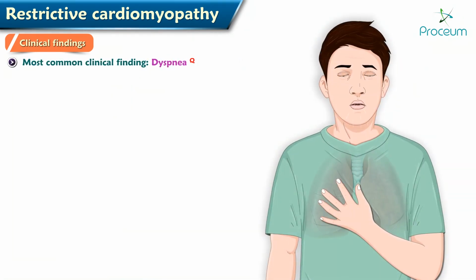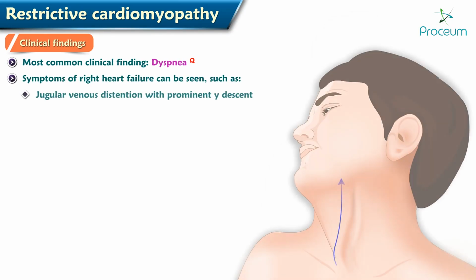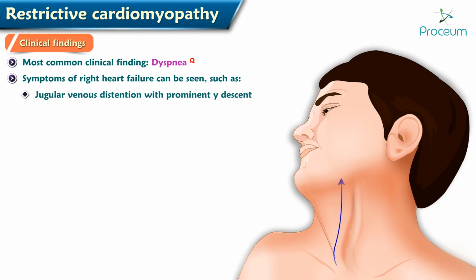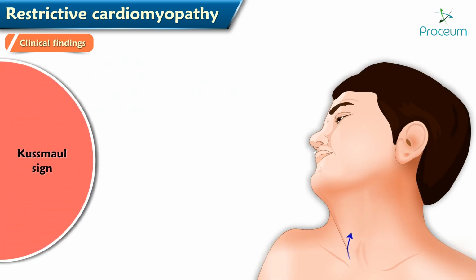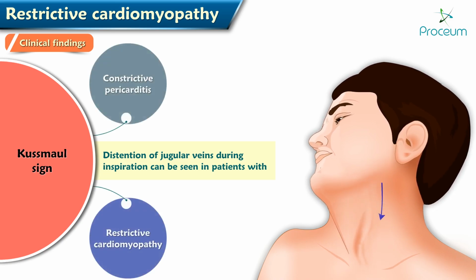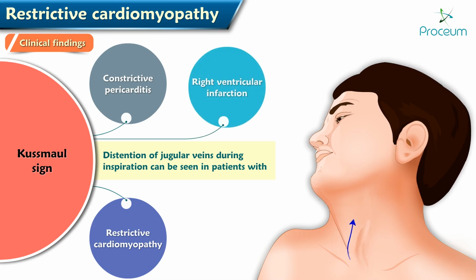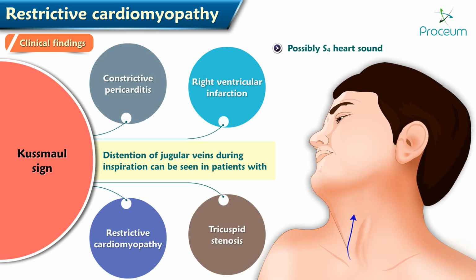The most common clinical finding is dyspnea, and the symptoms of right heart failure can also be seen, such as jugular venous distension with a prominent Y descent, peripheral edema, ascites, hepatomegaly, and Kussmaul sign, which is characterized by distension of the jugular veins during inspiration due to elevation of jugular venous pressure. It can be seen in patients with constrictive pericarditis and restrictive cardiomyopathy, in patients with right ventricular infarction and tricuspid stenosis as well. In some of these patients, possibly an S4 heart sound can also be audible.